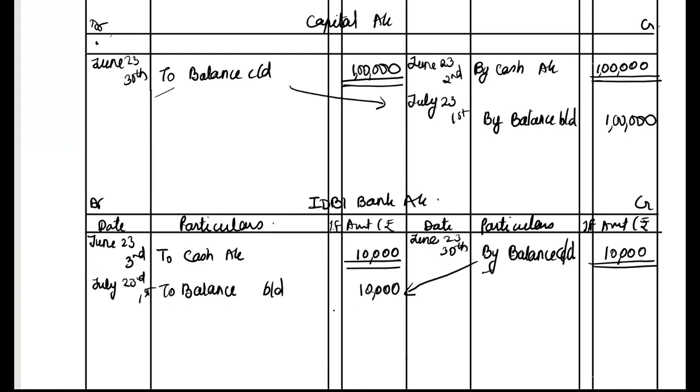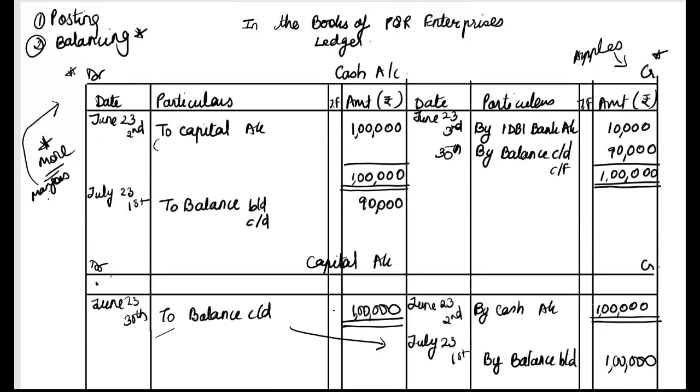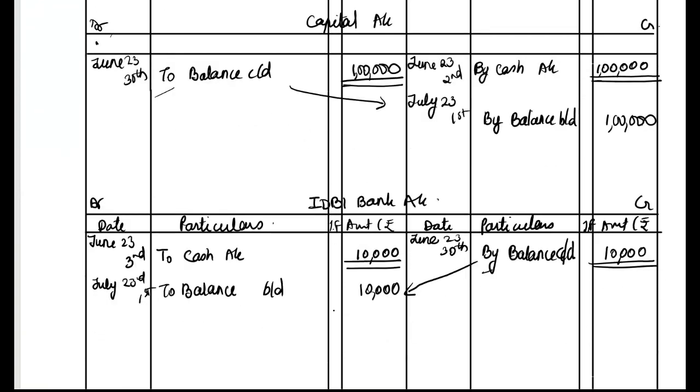Now, if I have to ask you what is the balance in the capital account, is the capital account having a debit balance or a credit balance? What will be your answer? See, whenever I say balance, balance means remaining. So which side is remaining more? If you see the capital account, the side which has more is the credit side. So in this case, the capital balance is a credit balance because the credit side is more.